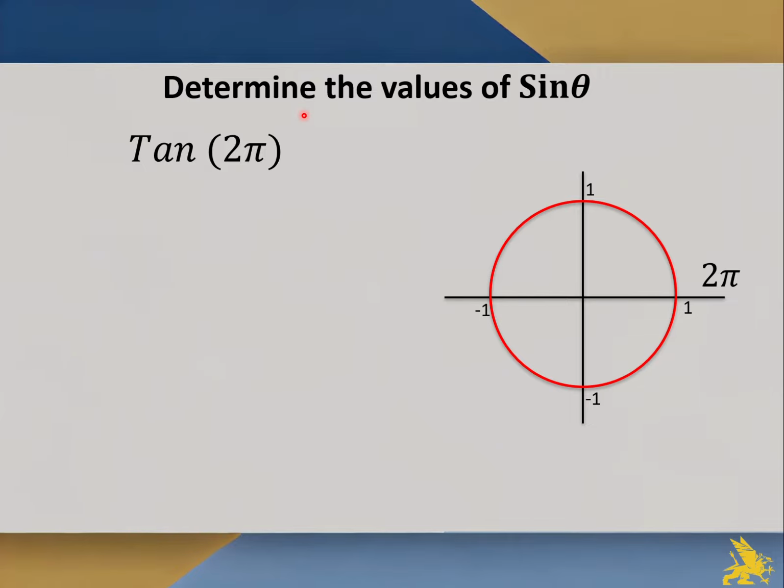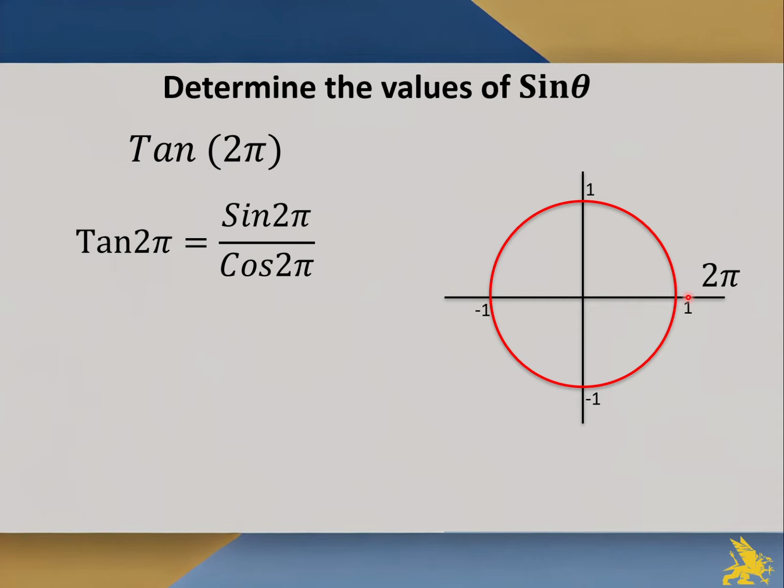So to determine the values, ignore that part, we're going to do tan 2 pi. That should be tan up here. So tan 2 pi, the first thing I need to think about is we said opposite over adjacent. Opposite is my sine, adjacent is my cosine. So I've got sine 2 pi over cosine 2 pi.